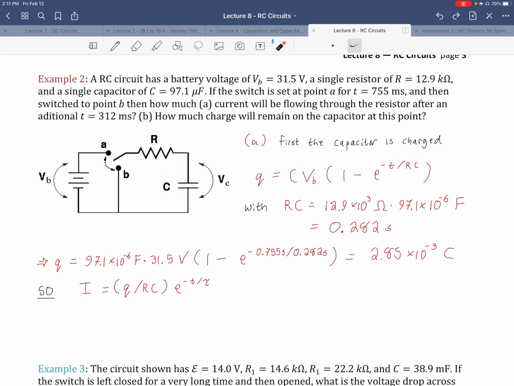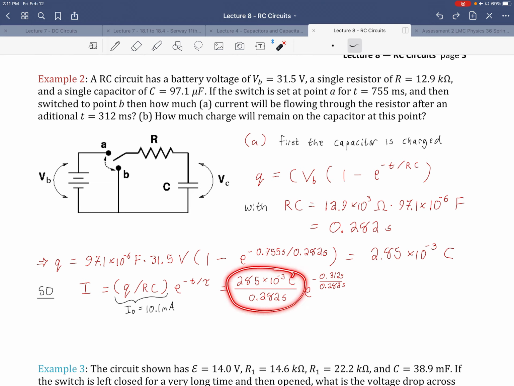Okay, so then if we want to find the current flow after it's switched over to position B, we're going to take I naught times the exponential decay, and I naught in this case is going to be Q over RC. Notice that I chose Q as in lowercase q, not big Q, because it's how much charge is on the capacitor after that first 755 milliseconds. That's not Q max. Again, it's fairly close. I think it's like 95% of the way there, but it's still not there. It's the instantaneous stored charge, not the maximum stored charge. And that gives me a value of 10.1 milliamps, my initial current flow.